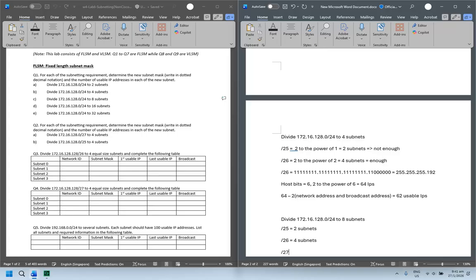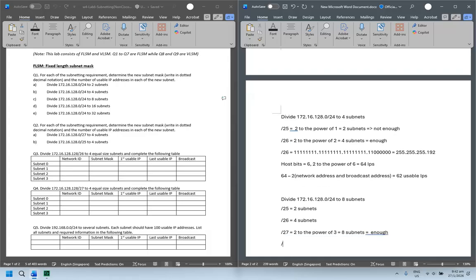So if I have /27, it means I increase the number of bits by 3. So 2 to the power of 3 will give you 8 subnets, which is enough for our requirement.